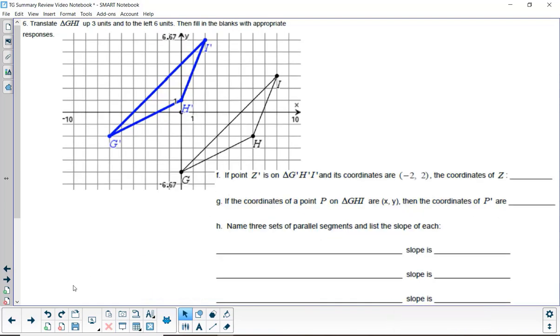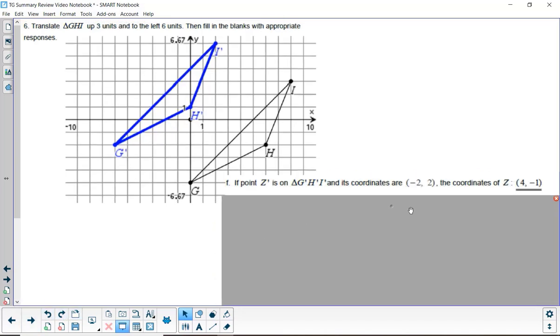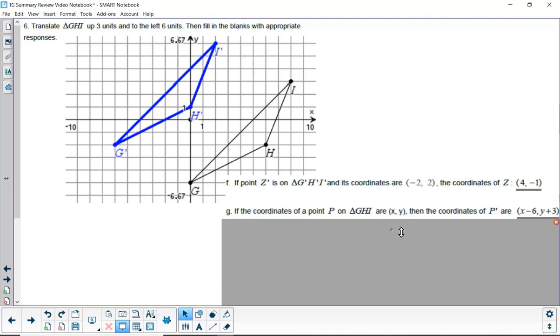All right, similarly for F, G, and H, if point Z prime is on this and has coordinates -2, 2, now we're going the other direction. So here the coordinates of Z on the pre-image would be 4, -1. Here you would add 6 to the x and subtract 3 from the y. So to generalize this, what we're doing is x minus 6, y plus 3.